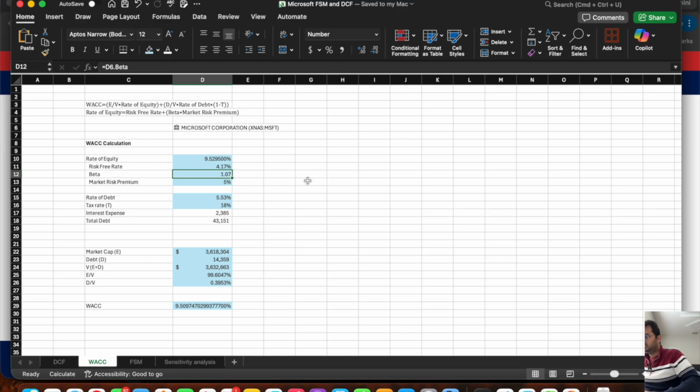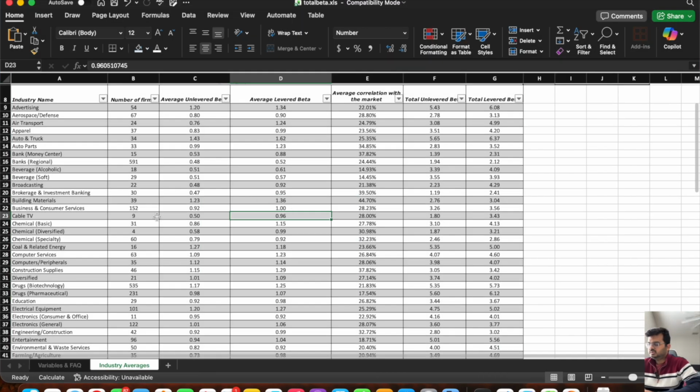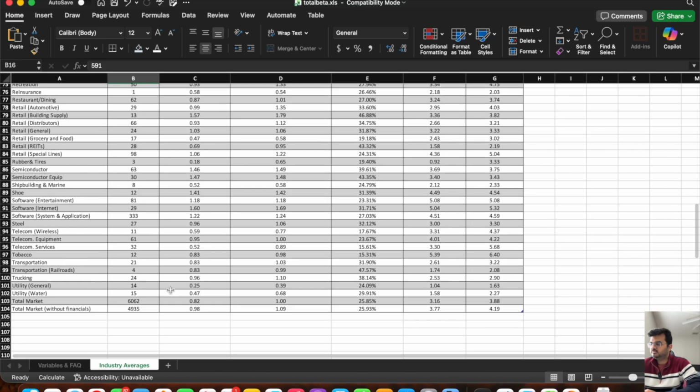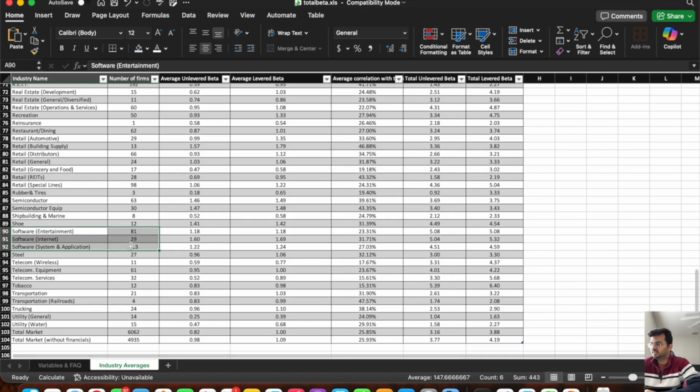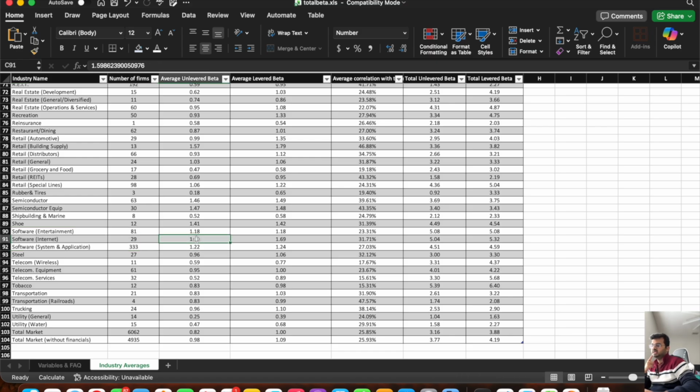So for this, I already downloaded Professor Aswath's data. I will just open it quickly. Okay, so here is Professor Aswath's data. What the Professor did is provide the unlevered beta for each and every industry segment. He also mentioned how many firms he has accounted for in this exercise. I think this is well enriched data from which we can pick up the information we need. If you scroll down, there is a segment which says software, internet, software system and application. By end of the day, yes, we know Microsoft is operating in a software business. We can just use this 1.22 or either 1.60.